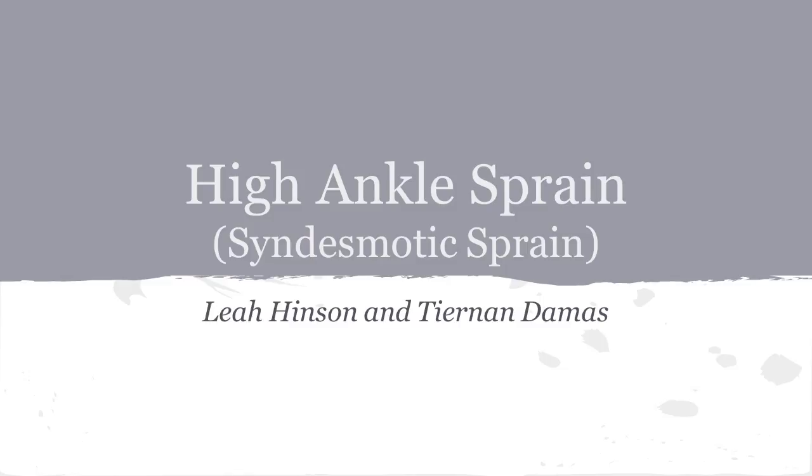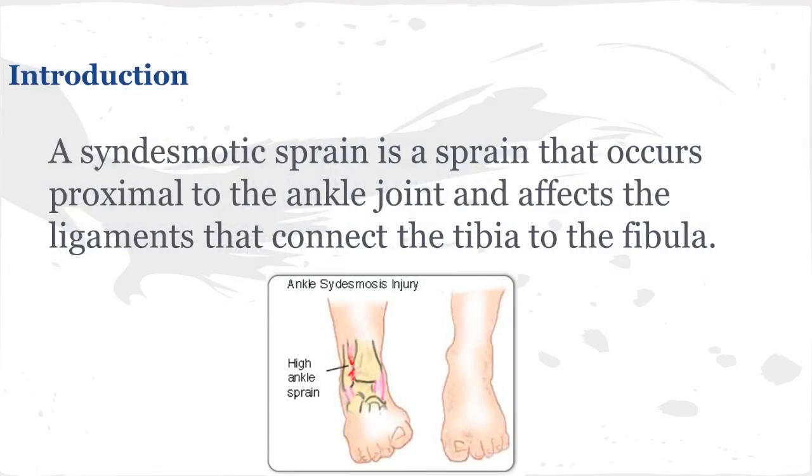This presentation is on the high ankle sprain, also known as a syndesmotic sprain. A syndesmotic sprain is a sprain that occurs proximal to the ankle joint and affects the ligaments that connect the tibia to the fibula, as seen in the photo below.